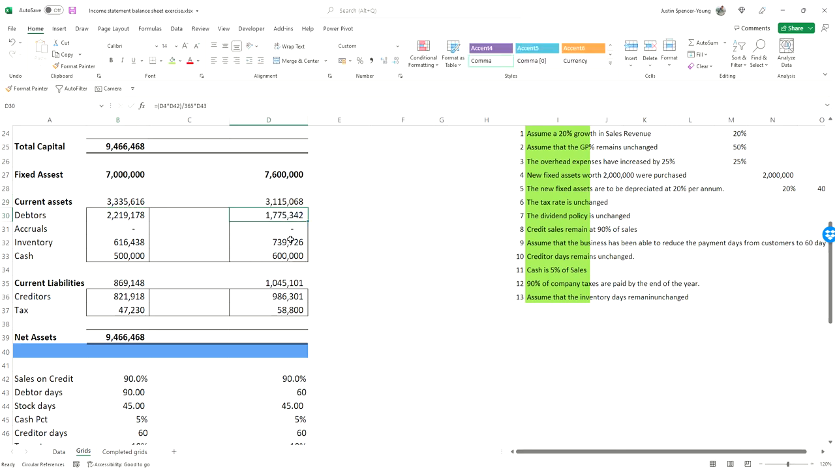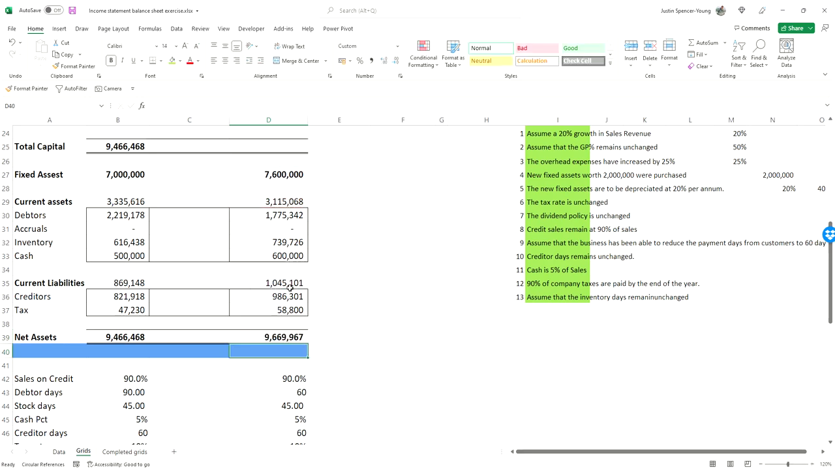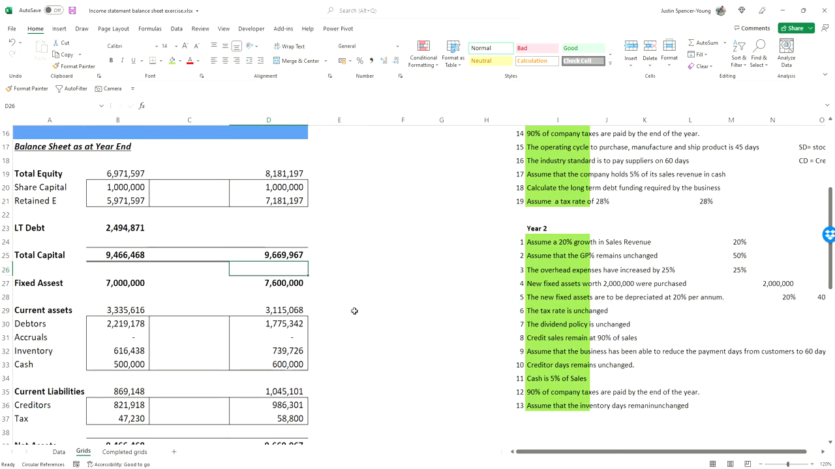and now Excel will calculate what's in that cell for me. And now let's repeat our net asset calculation. It helps to do this a few times so that you guys remember it. Fixed assets plus current assets minus current liabilities will get us to the net asset number. Remember, the total capital must equal the net assets. Great. Well, we definitely need some debt because we only have 8 million and a little bit of change there.